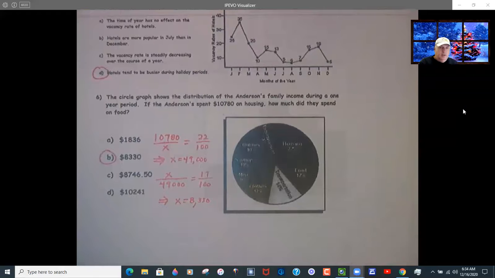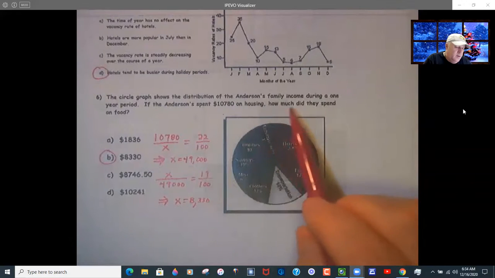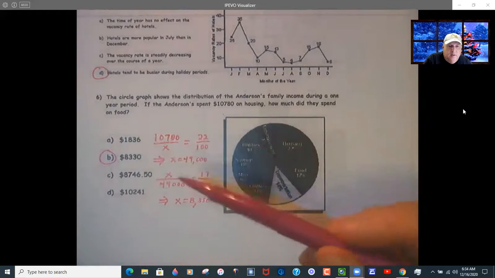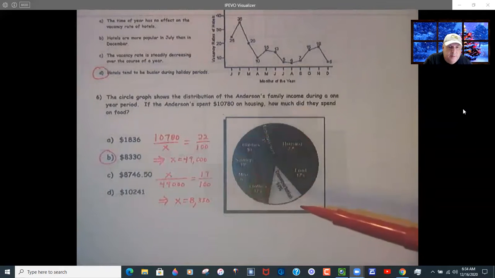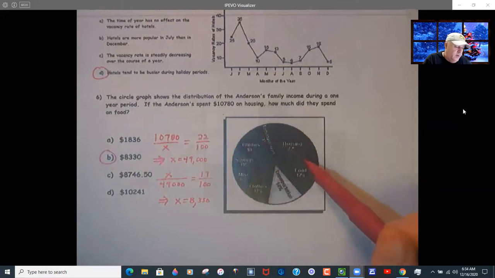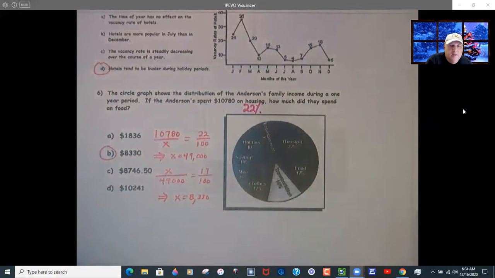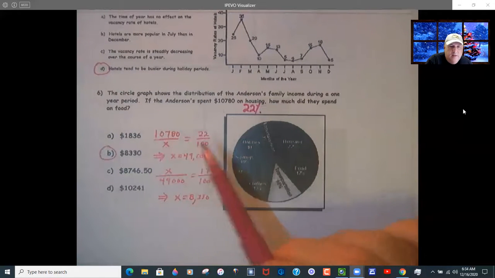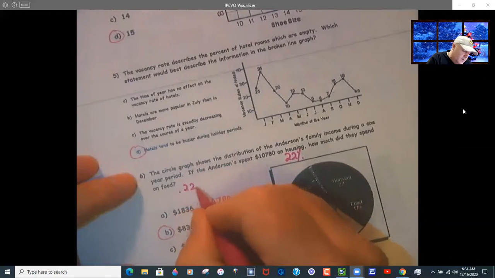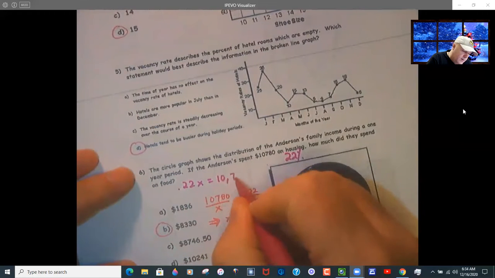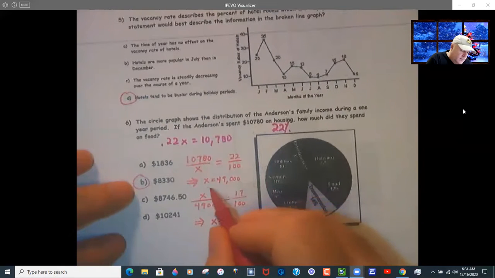And this is a little hard to read. So remember I talked about, this is a circle graph, like your totals of 360. So it's not talking about angles, but the total amount that this represents. So total expenditures during a year period. So they spent 22% on housing. So 22% of what number is 10,780? So you solve for that and it's 49,000.